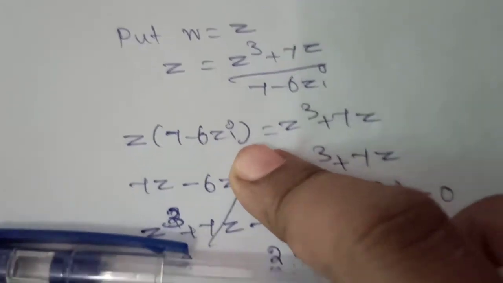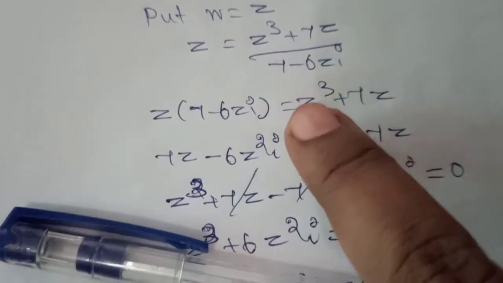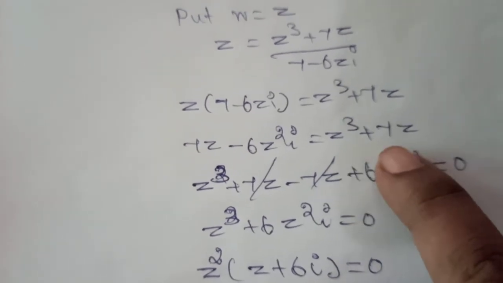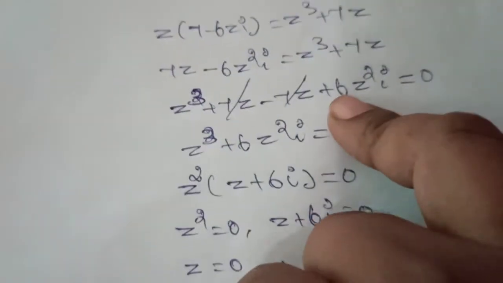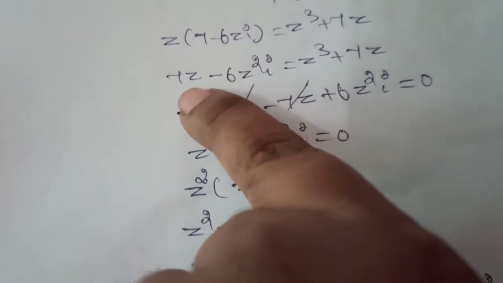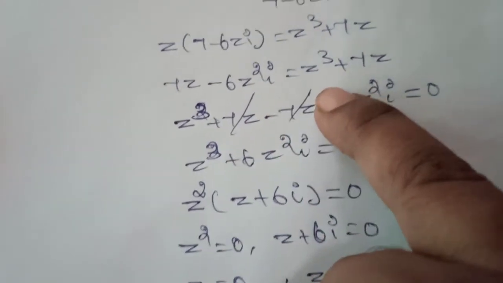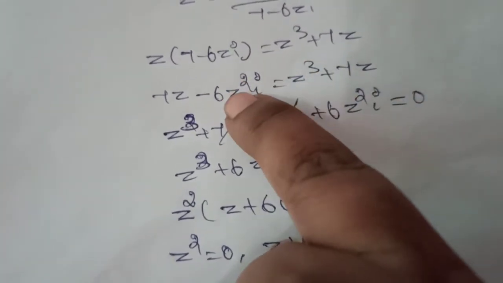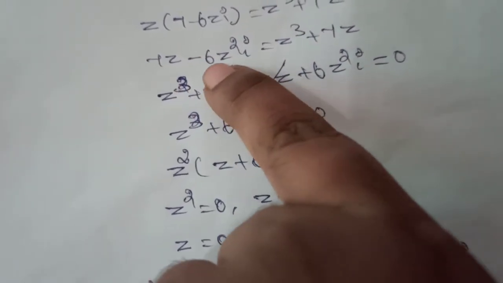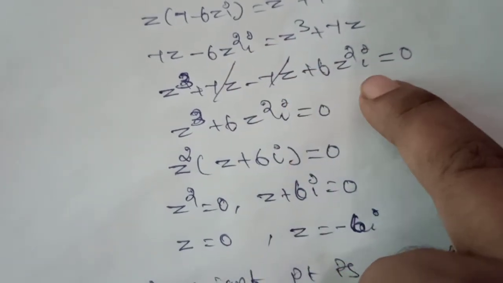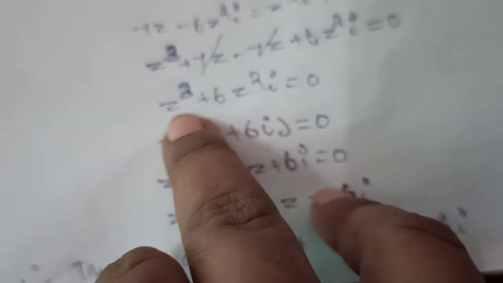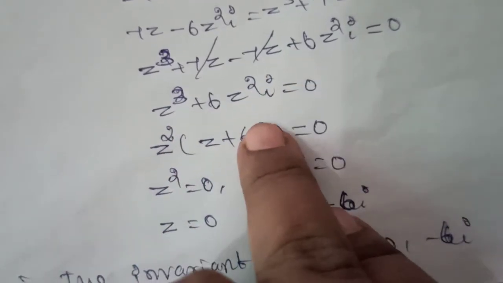Using cross multiplication, z into (7 - 6zi) equal to z cube plus 7z. Multiplying, 7z minus 6z square i equal to z cube plus 7z. Bringing the left side to the right side, z cube plus 7z minus 7z plus 6z square i equal to 0. Here plus 7z and minus 7z cancel. The remaining value is z cube plus 6z square i equal to 0.